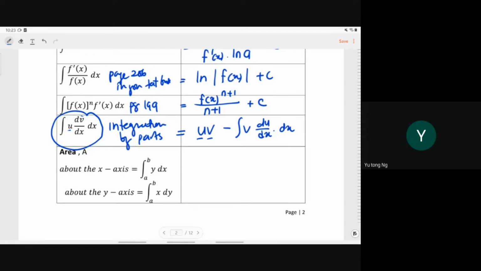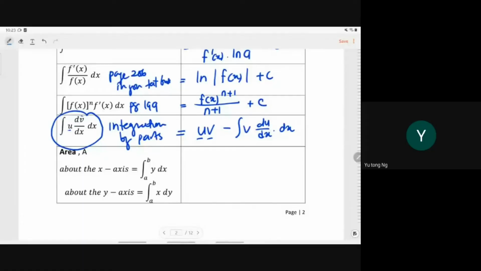Next we have area. We might encounter cases where you need to find the area about the x-axis. These are the two boundaries bounded by the curve. B should be the bigger limit, so we call it the upper limit, and A should be the lower limit. Either negative or positive, always remember that B should be a bigger number than A. Then y dx, because we are integrating for the area bounded by the x-axis.